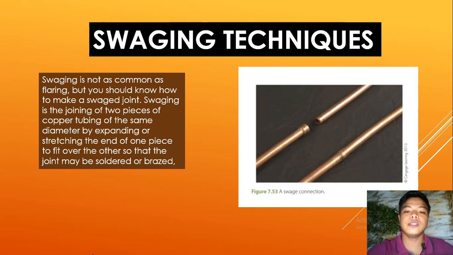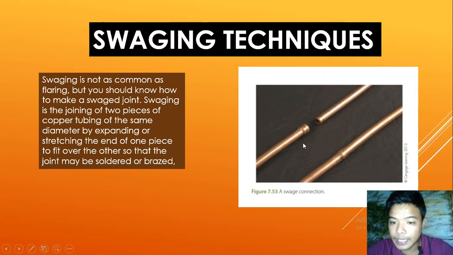The last process is swaging techniques. Swaging is not as common as flaring, but you should know how to make a swaging joint. Swaging is the joining of two pieces of copper tubing of the same diameter by expanding or stretching the end of one piece to fit the other so that the joint may be soldered or brazed. There are two ways to join these swaging techniques. It's either solder or braze.